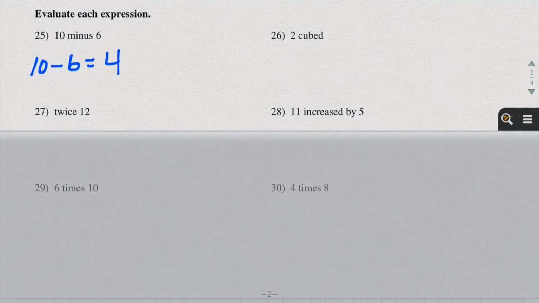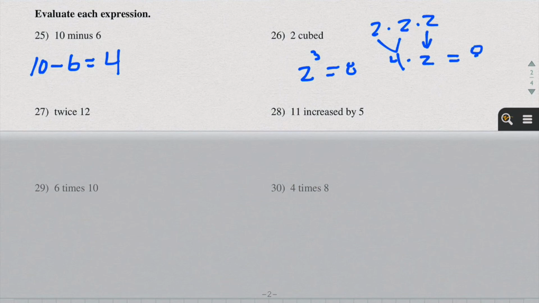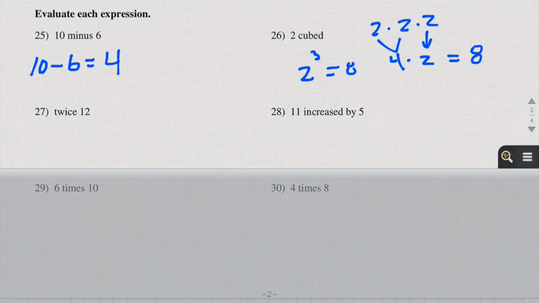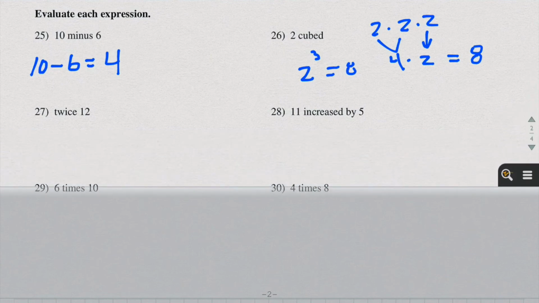Okay, number 26. 2 cubed. 2 to the third power is 8, because 2 times 2 times 2 is 2 to the third power. 2 times 2 is 4, times this 2 gives us 8. Okay, number 27. Twice 12. When we do that, we end up getting 24.